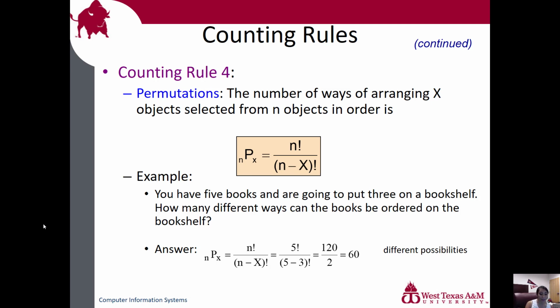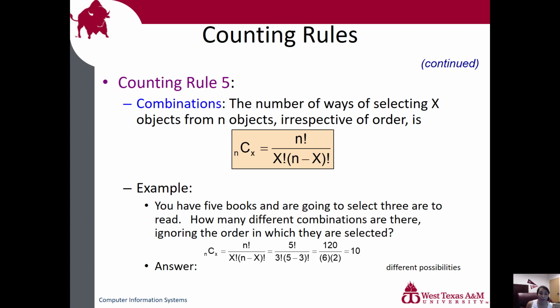Instead of finding all the possible ways you could put those 5 books in order, as in the previous example from counting rule 3, this time we're only picking 3 of those 5. And in this case, the order does matter, right? That counts as a different sequence.